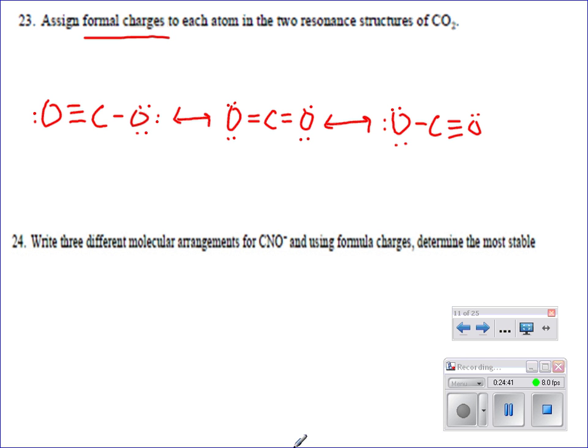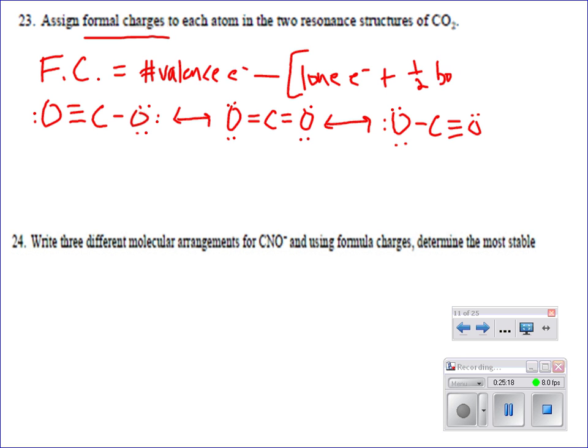Now how do we calculate formal charge? Formal charge is the charge that basically each atom has. It's not really charged, it's basically describing the environment that that atom is in. Is it in a very electronegative environment or not? To calculate formal charge, don't let this scare you because I'm going to show you a fast way. It's the number of valence electrons minus the lone electrons plus 1/2 bonded electrons.